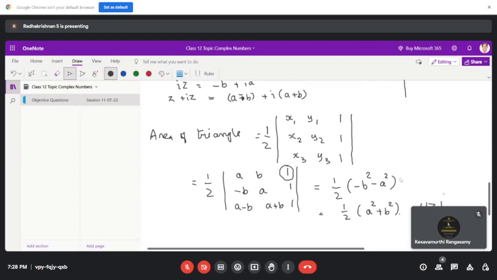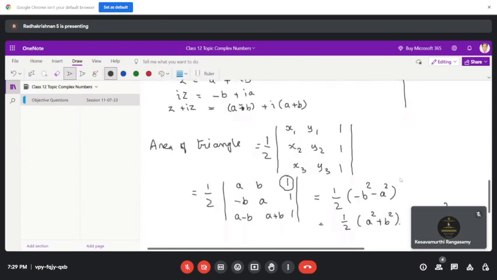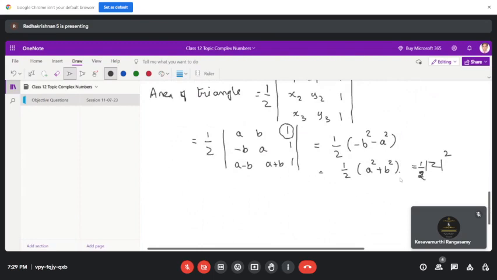What are the options given? Sir, option A, sir. Half into mod z square. Correct. So a square plus b square is equal to mod z square. So half of mod z square. So let's look at the next problem.